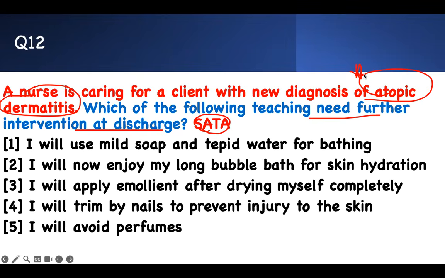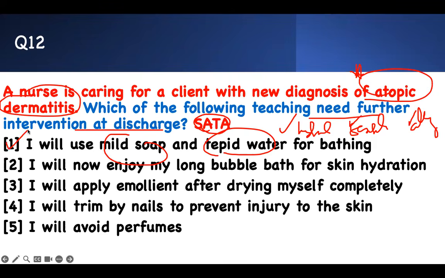You can figure out. I will use mild soap and tepid water. The key is hydration and preventing scratching. That's all. And prevent the allergies. So hydration, prevent scratching, and that. So mild soap and tepid water is good to prevent activation of the scratching system.